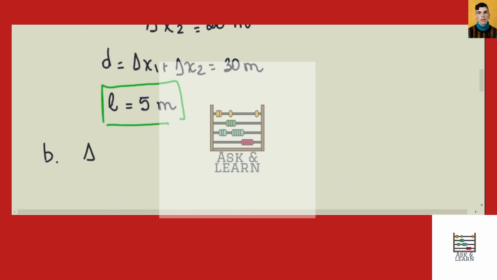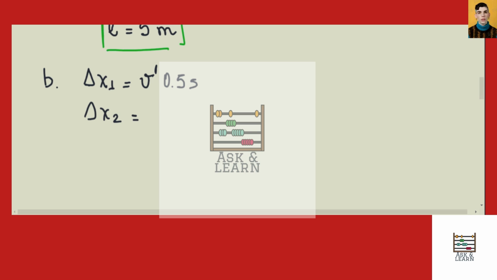Notice that delta x1 is the same because it's the time that it takes for you. Actually, I just misspoke. The delta x1 is not going to be the same. That delta x1 is the new speed v prime times the reaction time, that's 0.5 seconds. Delta x2 is equal to v prime squared over 2a. There's a minus sign here, so it's v prime squared over 20.